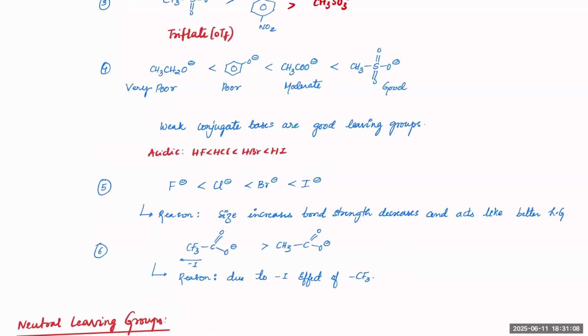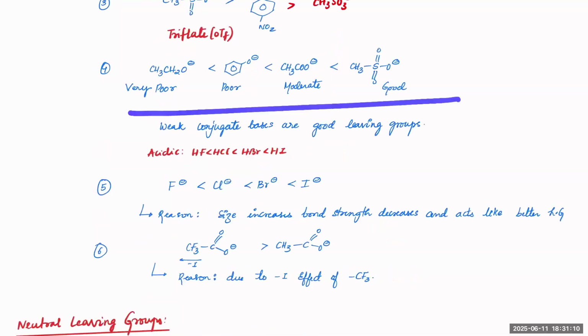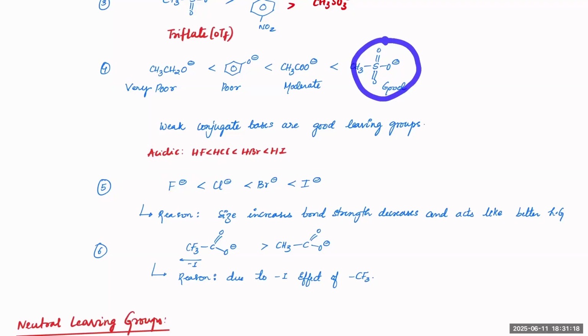Next one here, based on the acidic strength. These are all the order of bases. This one is a very weak base, which means it is a very good leaving group. This one is coming from a poor acid, so it is a very strong base, so it's a weak leaving group. Clear? Right. Next.